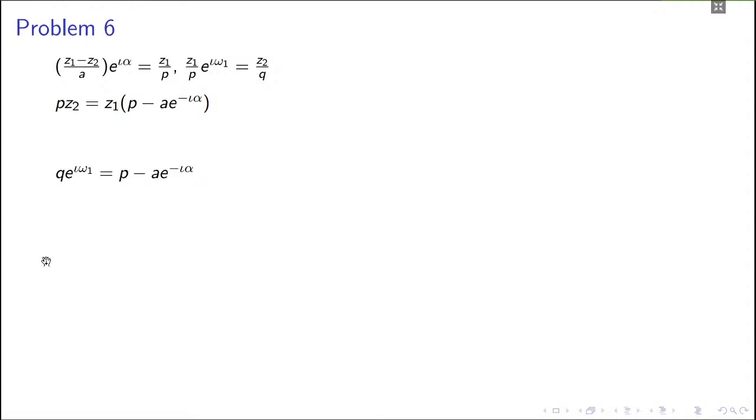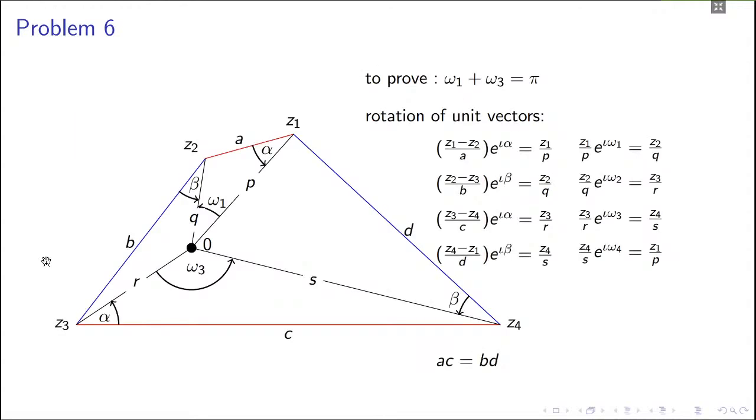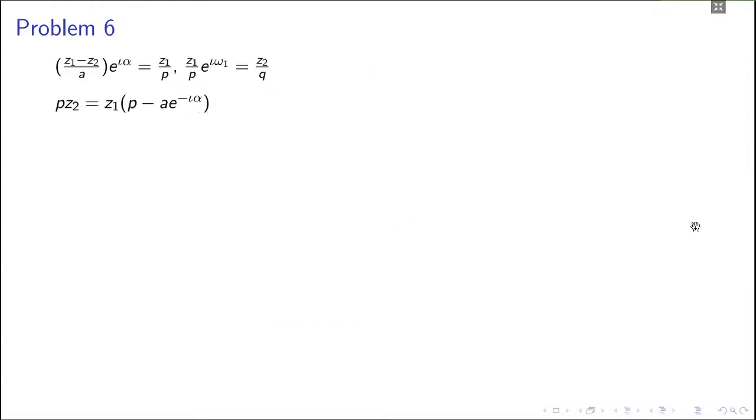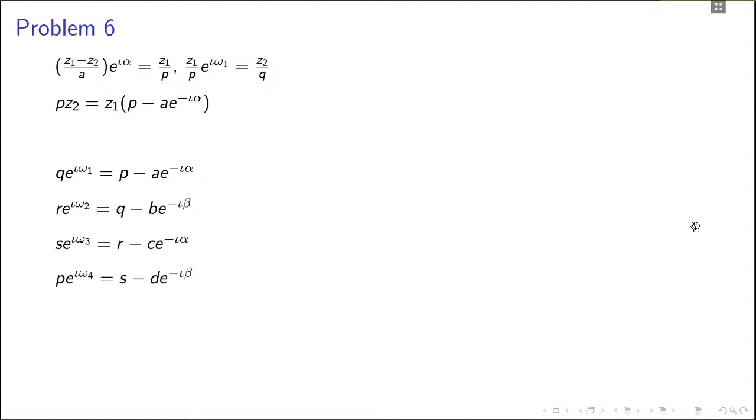Similarly, I can do that with the remaining 6 rotations that I wrote here, and you get a similar result. So first we have this, and then with the other three set here you get these other rotations. So basically what I have done here is I have removed the complex numbers Z1, Z2, Z3, Z4, and I only have the sides and the angles.